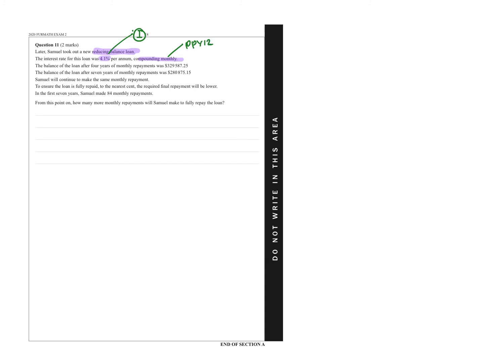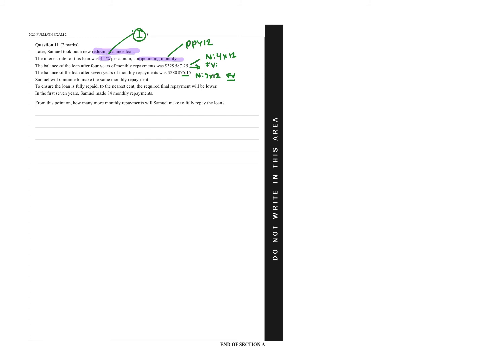Okay, the balance after 4 years of monthly payments is this. So they've actually given you N times 12. So when N is 4 times 12, they've given you a final value there, which would be this guy. And then they said the balance after 7 years, so it'd be 7 times 12. They also gave a final value of that one.